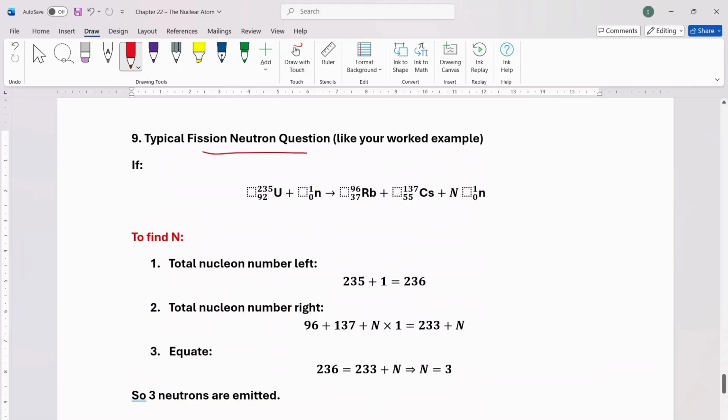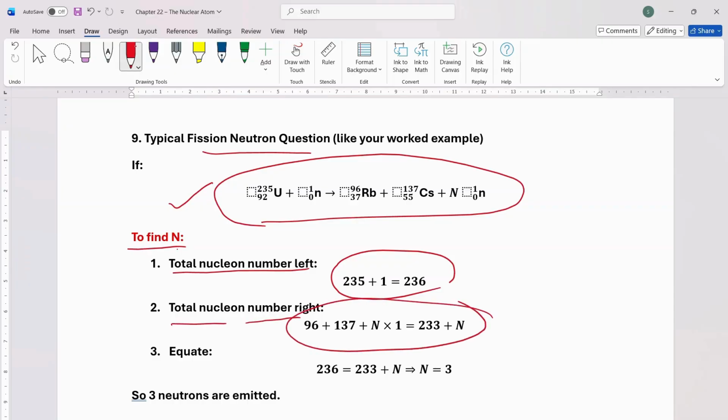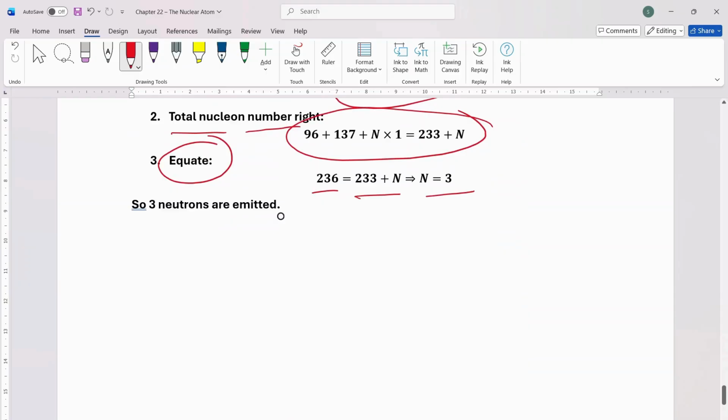A typical fission neutron question, like our worked example: if we are given this equation to find n, we first find the total nucleon number on the left, which is 236. Then the total nucleon number on the right is 233 plus n. We equate them to find the value of n, which is 3. So 3 neutrons are emitted. With this, we have finished our chapter. See you in our next chapter.